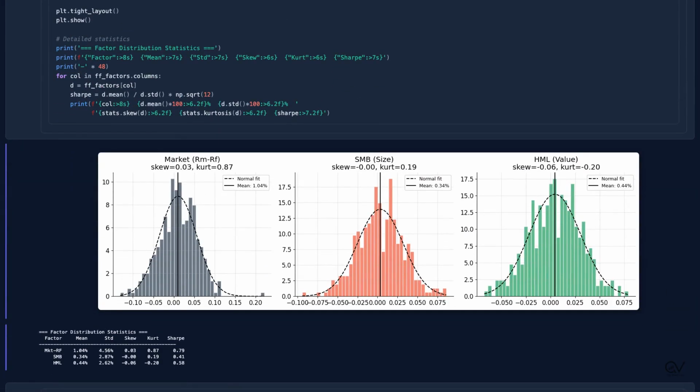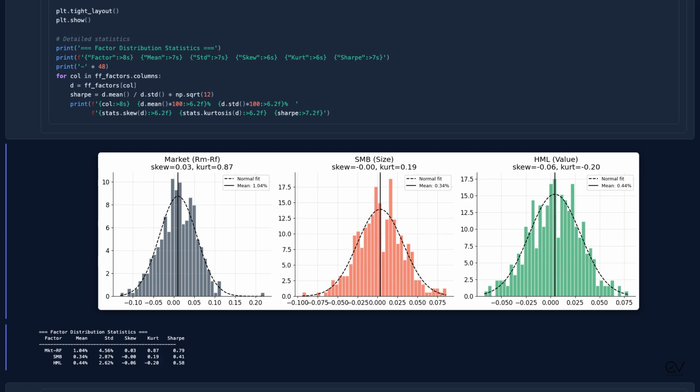The factor distributions tell us about tail behavior. The dashed black line is the Gaussian fit for comparison. All three are close to symmetric, with skewness essentially zero. Excess kurtosis is where they part ways. The market sits at 0.87, modestly fatter tails than normal.